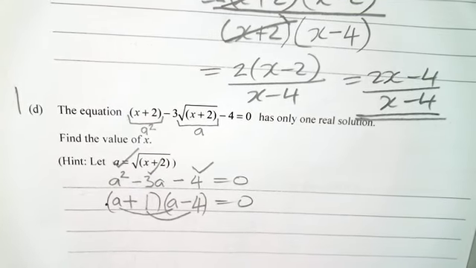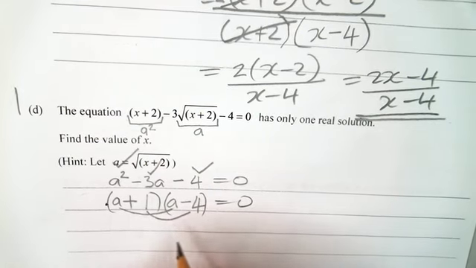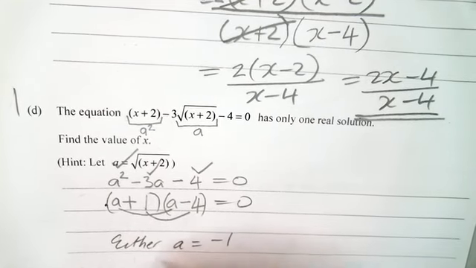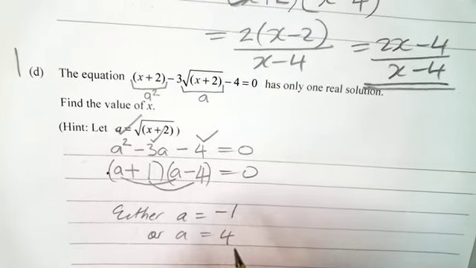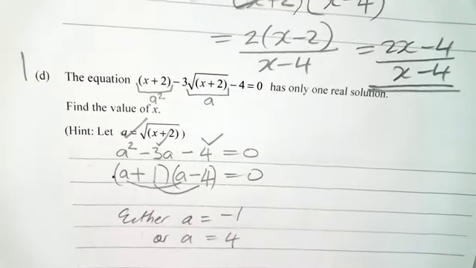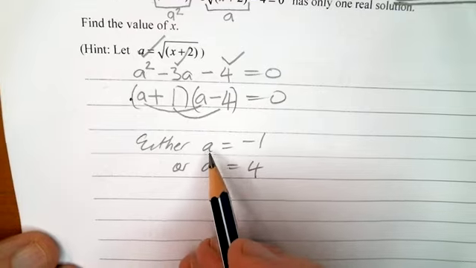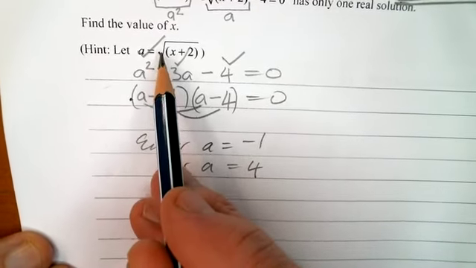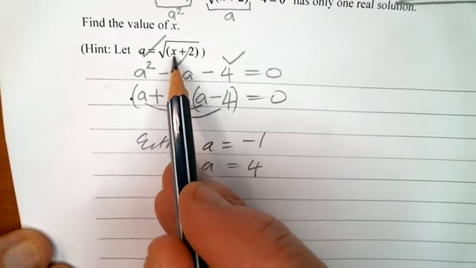Okay, so now we have to find the value not of a, and we can solve for a quite easily. So we can say either a is equal to negative 1 or a is equal to 4. But we don't want negative 1 or 4. We want to find the value of x. So let's have a look at how that might play out. Instead of saying a is negative 1 or a is 4, really what we're saying is a is root x plus 2. So instead of saying a is this, we're going to say root x plus 2 is that.